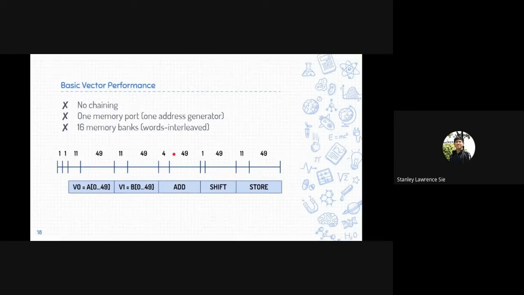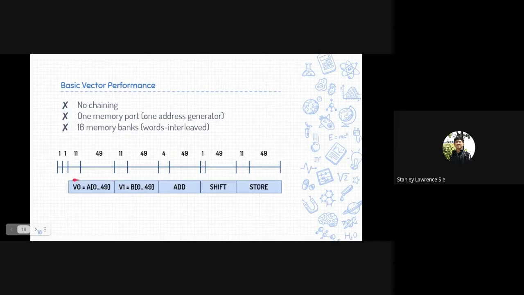Let's assume the following basic vector performance where we have no chaining at all. Then this means the output of a vector functional unit cannot be used as an input to the next vector functional unit. Or in other words, there's no data forwarding happening. And we only have one memory port with 16 banks, word interleaved. So if we see the cycles below, the first two cycles are the assigning of length and stride, and then we load the memory address A.